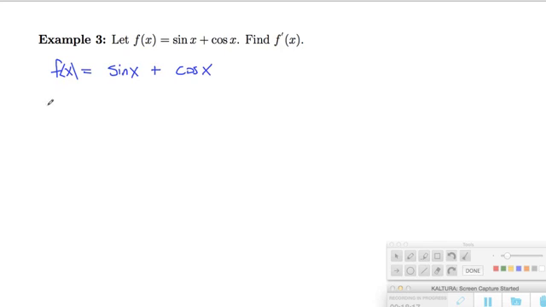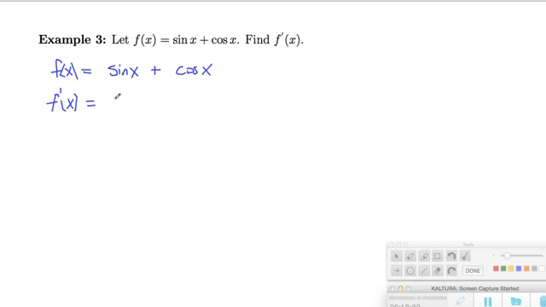Now we're looking for the derivative here. Notice how we do not need a product rule here because it's not times, it's plus. And remember, when you're taking the derivative of the summation, you can just do the pieces separately.